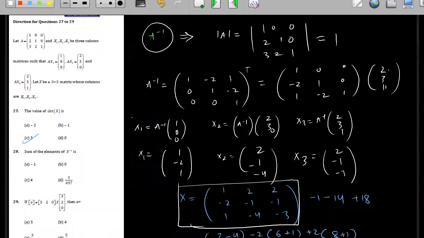Abhinav, did you understand? How much time? So each mark, 1 minute. Okay, each mark, 1 minute.